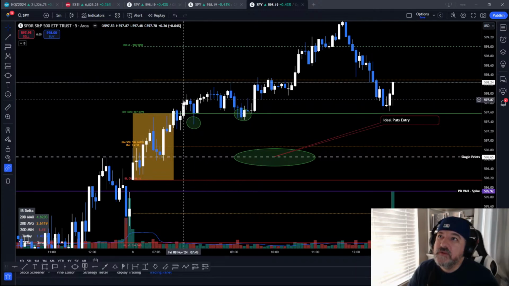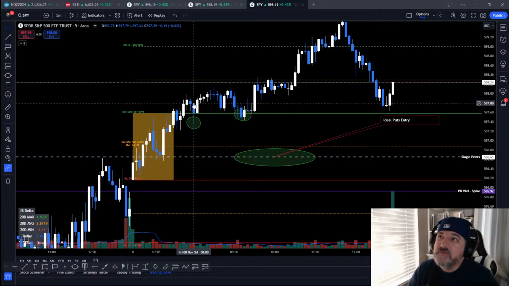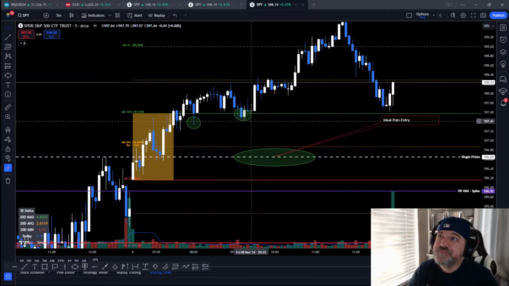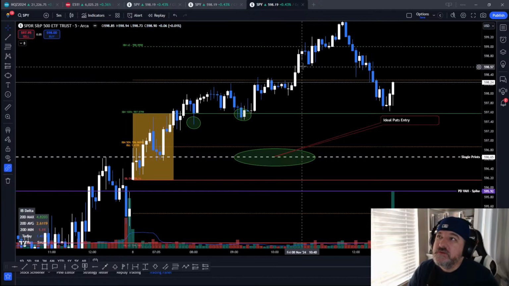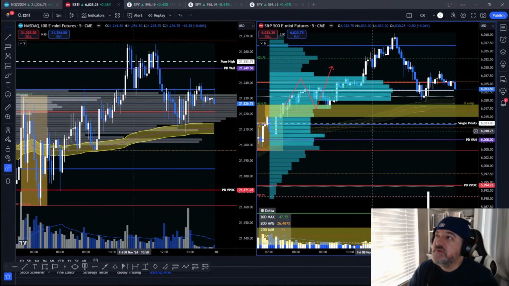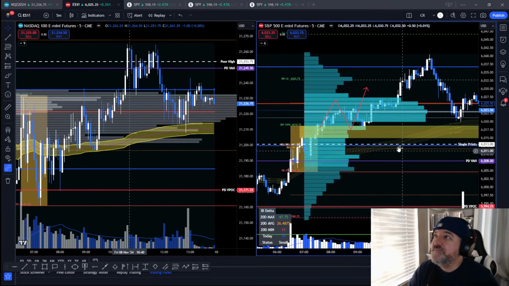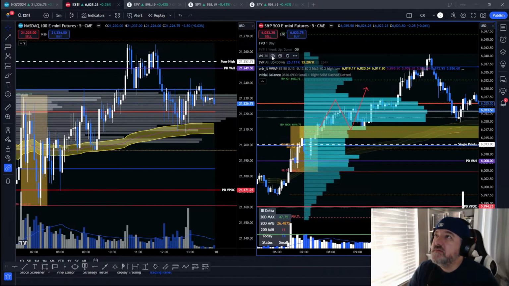This is your break above, right? 3 5-minute candles, retest, go. This is your next retest, and then go. On ES, I drew this before it happened. Let me turn this off.